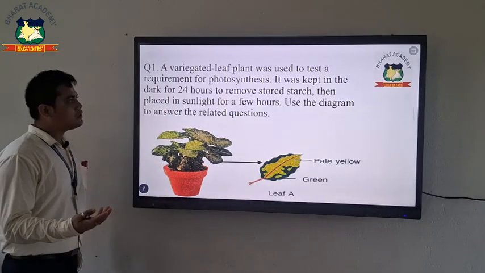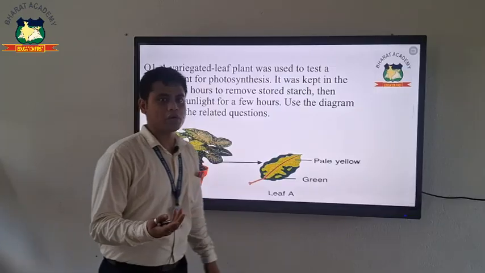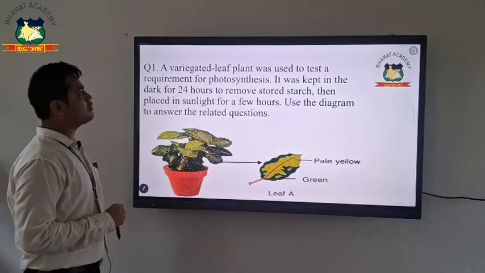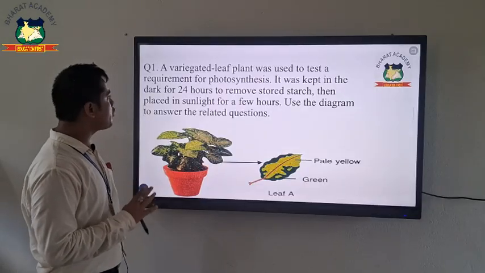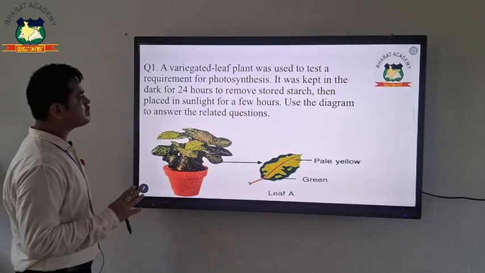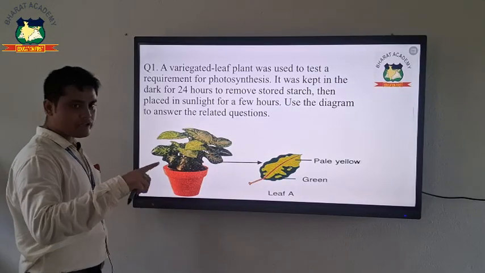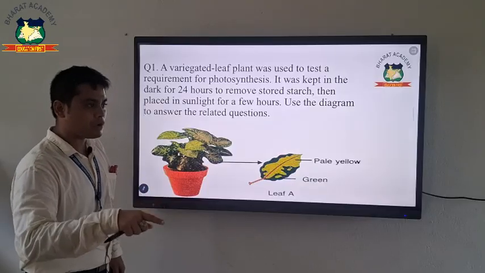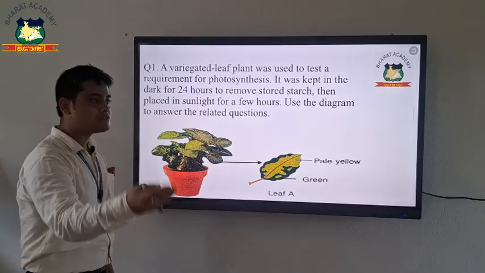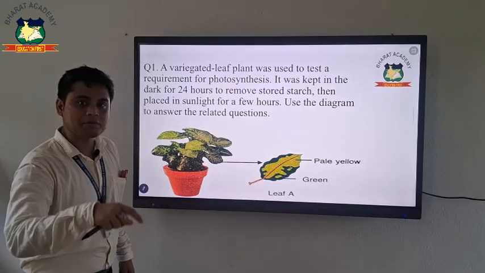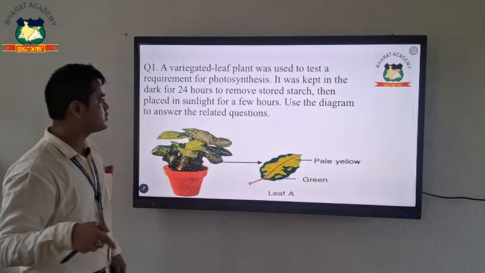What kind of question will you face in your ICSE examination? The first question is: a variegated leaf plant was used to test a requirement for photosynthesis. It was kept in the dark for 24 hours to remove stored starch. What I have discussed is why a 24-hour darkness is very important, because previously formed starch must be removed. Otherwise, how can we prove that this starch is formed by the photosynthesis process?